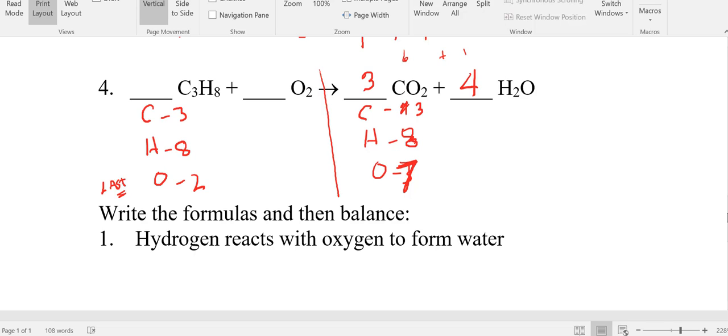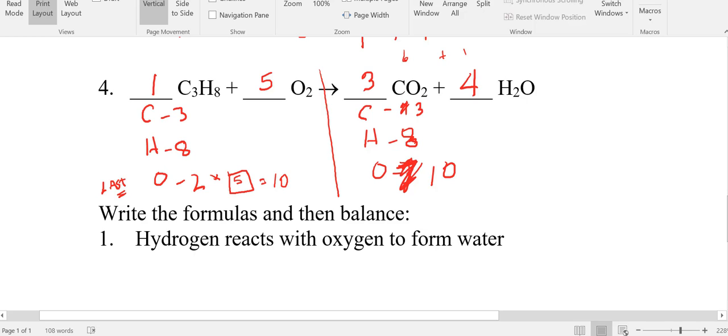Now that also changed the oxygens on this side. Here is 6 and 4 is 10. Okay, so I still have 1 over here, but now I have to multiply this by some number to try to get the same number as on this side. So 2 times 5 is equal to 10, so 5 goes here. All right, so that one is balanced.